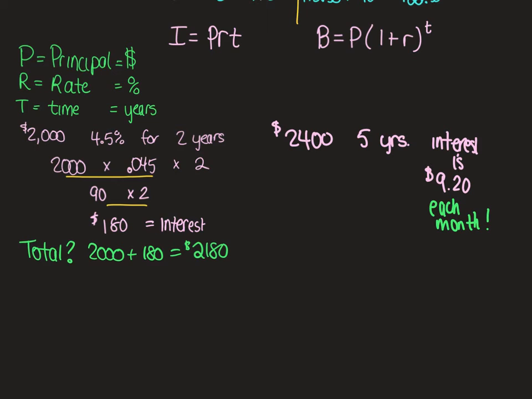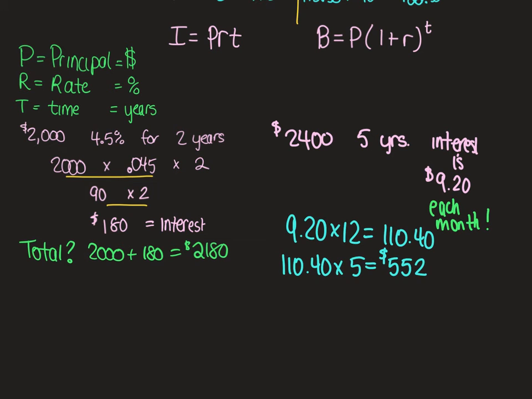Now, the tricky thing about this is that the interest is $9.20 every month. When we do this, it's telling us what the interest is for the whole amount of time. So I think we're going to have to do a little math and a little common sense. If this is every month, we're going to have to multiply it by 12 months and then take that number and multiply it by 5 years in order to figure out this interest. All right, so now I know what my I is, what my interest is. $9.20 a month times 12 months is this much per year. This much per year times 5 years is this.